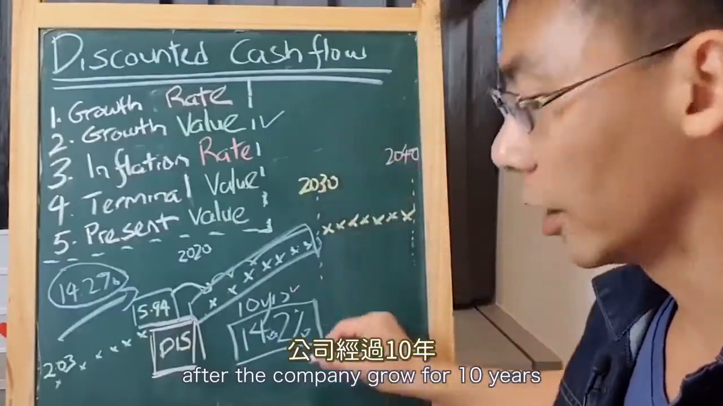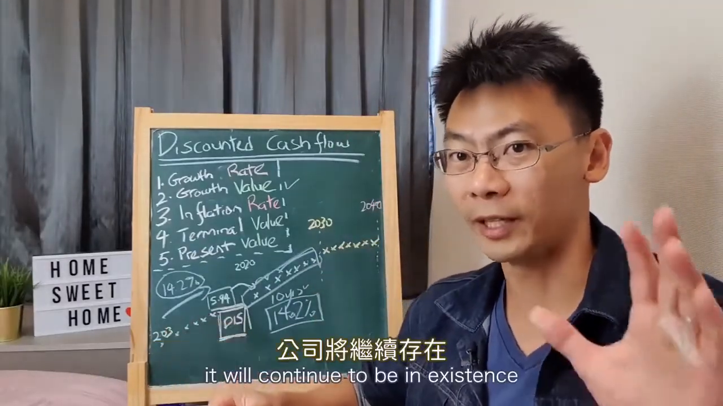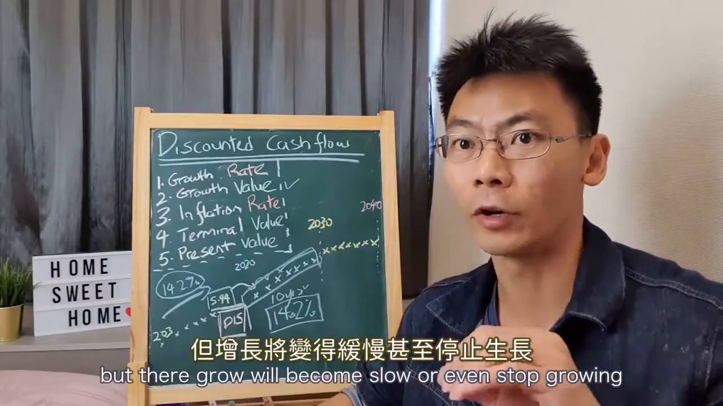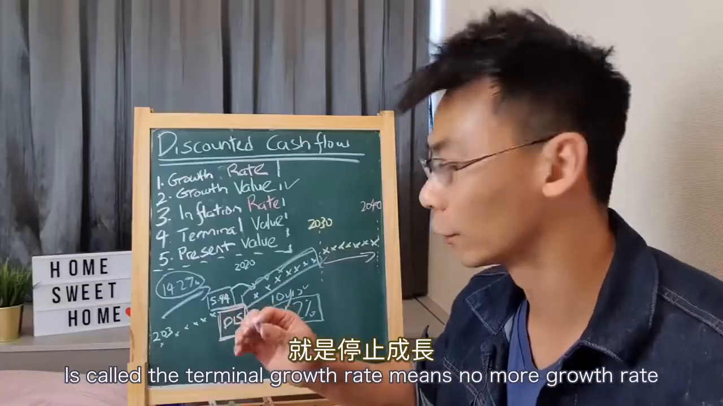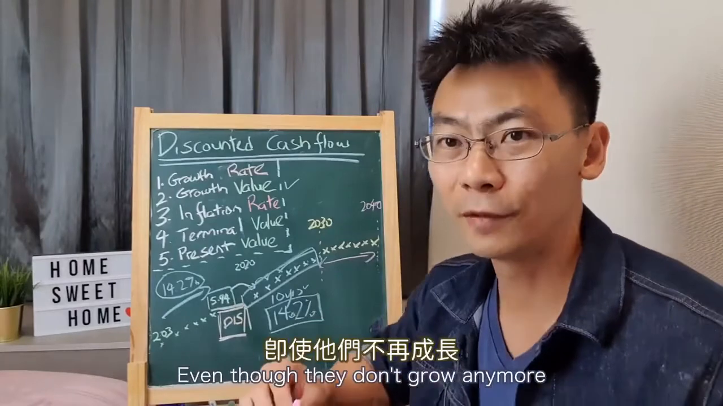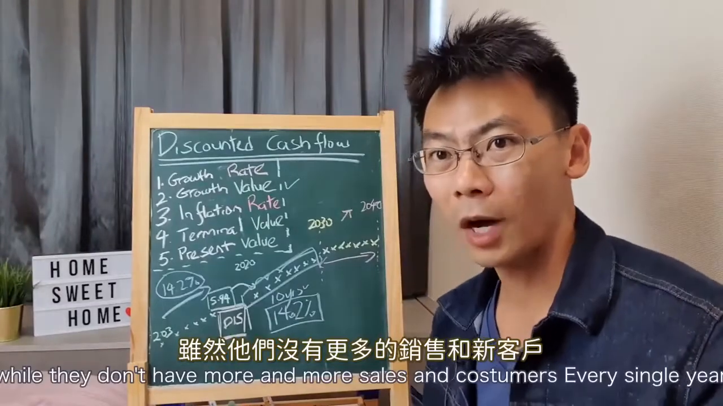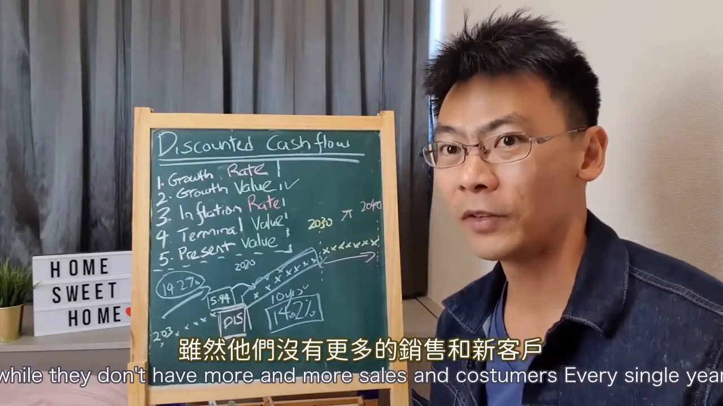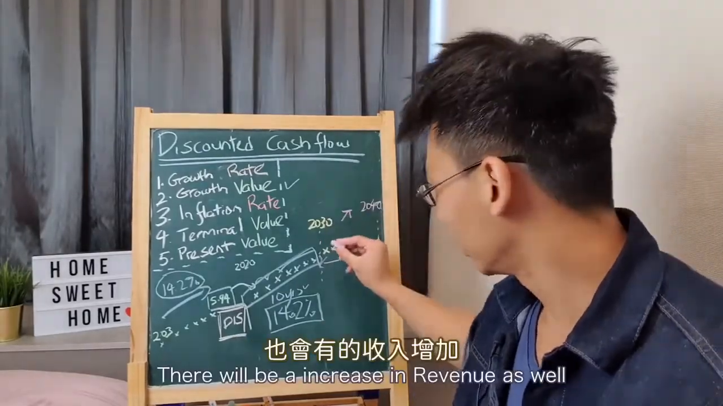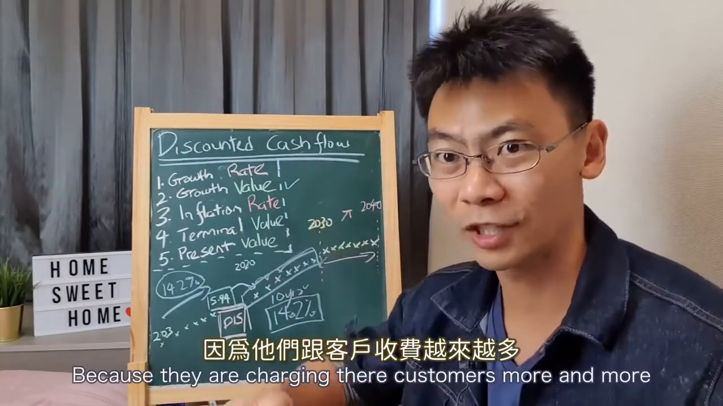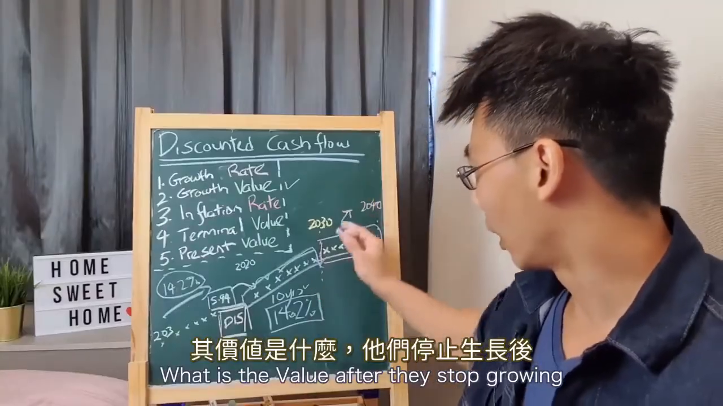After the company grows for 10 years or to a certain point where you believe they will stop growing, they will not totally disappear. They will continue to be in existence, but their growth will become slow or even stop growing. The amount where they stop growing is called the terminal growth rate, meaning to say no more growth rate. However, for most companies, even though they don't grow anymore, there's this thing called inflation rate. Inflation rate means while they don't get more and more sales and customers every single year, they can increase their price because of inflation rate. And because they increase their price, there will be an increase in revenue as well because they are charging their customers more and more. So we also want to calculate what is the value after they stop growing.